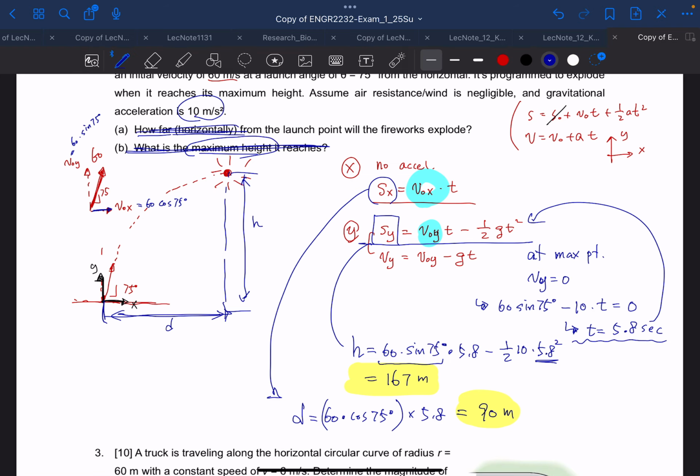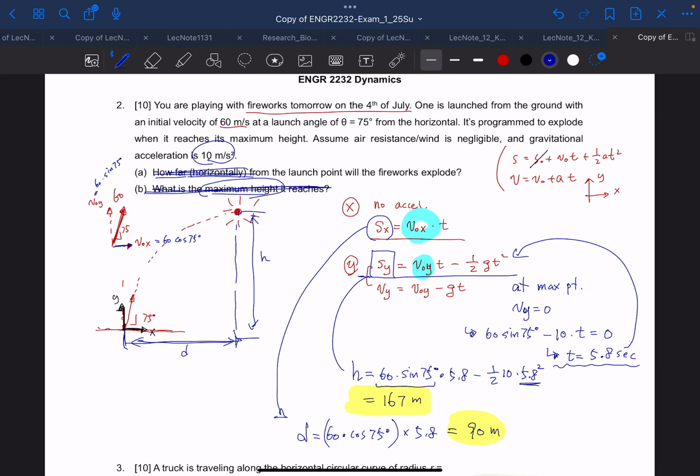Okay, so we're done with that too. Just to summarize this one more time, it flies up, and when it reaches the max point, it explodes, right? Because this is just a simple ballistic motion, you want to think, oh, we need to use these equations. So I'll just write those down, or just have it handy.